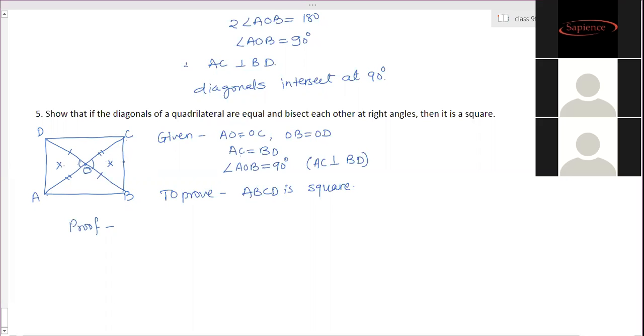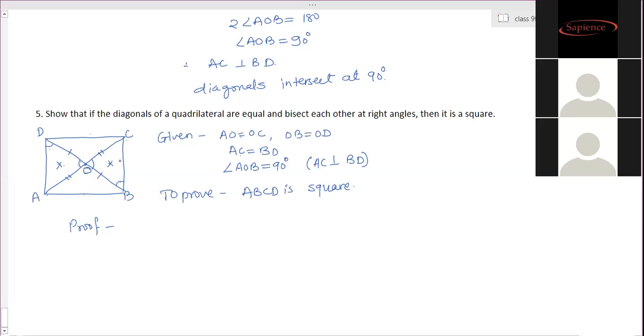Therefore, AD is equal to BC, as well as this angle is equal to this angle. These two angles are alternate interior angles. Therefore, AD is parallel to BC. So in a quadrilateral, if one pair of opposite sides is parallel as well as equal, then it is a parallelogram. So therefore, ABCD is a parallelogram, right? First we have proved it is a parallelogram. Now we have proved AD and BC equal, and it is a parallelogram, that means AB and CD are also equal.